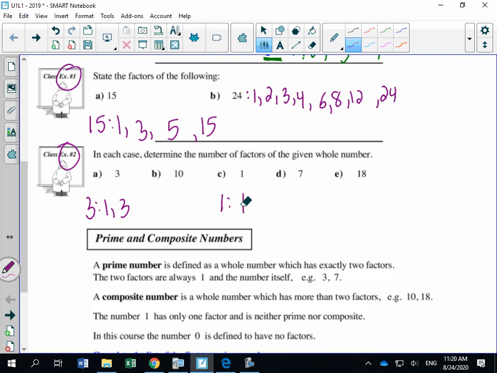B, we could do pretty quickly, and we could probably do that one in our heads. 1 and 10. If you divide 10 by 2, you're going to get 2 and 5. Those are the only factors.